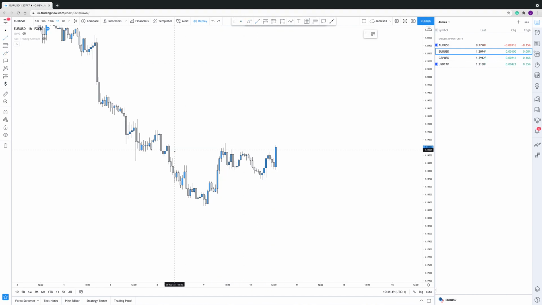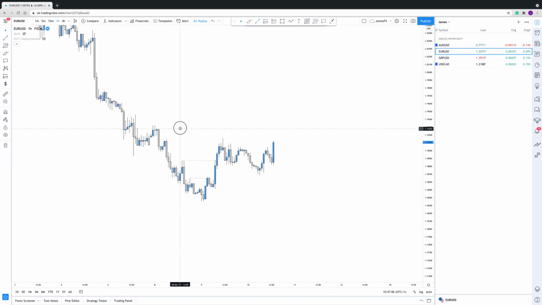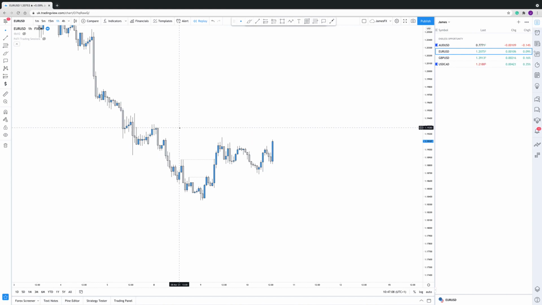So once we broke structure here, this lower high, we then pulled back, and we broke this lower high as well. So we're now seeing that change in momentum. So we want to be looking for, you know, potential longs.